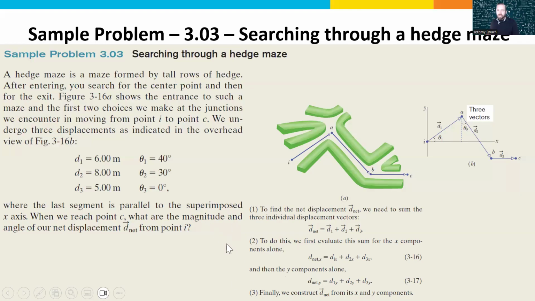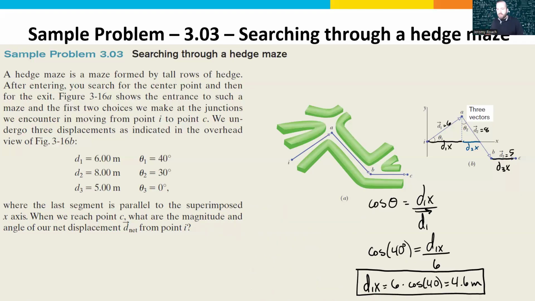Finally, we construct the net vector D from its x and y components. So this should be a bit of review because we've gone over how to do this previously with cosine and sine. So we'll go through this a little bit quicker now. Cosine theta is adjacent over hypotenuse. So we're going to call this D1x.